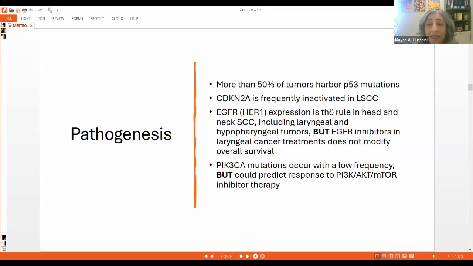CDKN2A is frequently inactivated in laryngeal squamous cell carcinoma, and whenever we see CDKN2A in any type of cancer, almost this imparts poor prognosis. EGFR or HER1 appears to be expressed in head and neck squamous cell carcinoma, including laryngeal carcinoma, but unfortunately, this does not translate into response to targeted treatment.